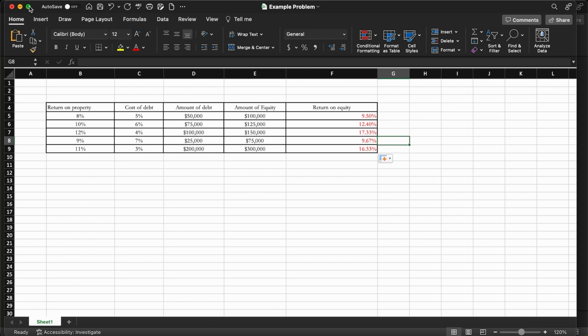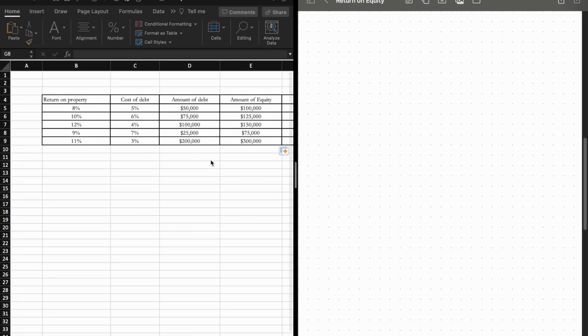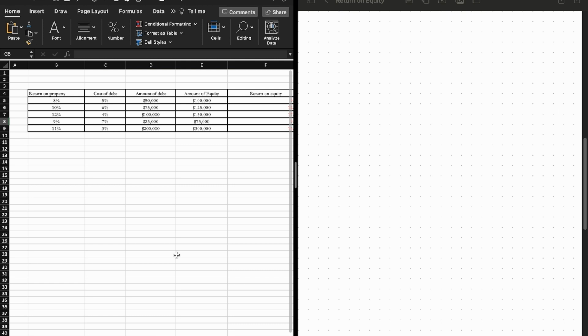Now if we want to do it by hand, we're going to have to pull up our whiteboard. So let's split screen it and have the values available. Okay, now we're ready. For the first property, we have a return on property. Let's just write the equation real quick so that we can follow along as we're going through it: return on property plus debt to equity times return on property minus cost of debt.